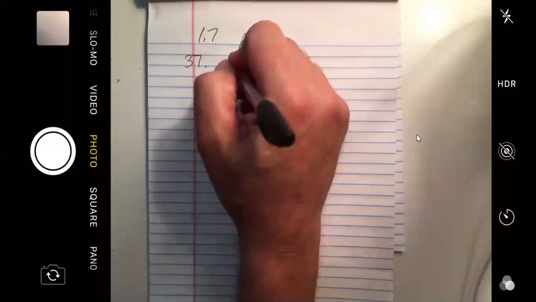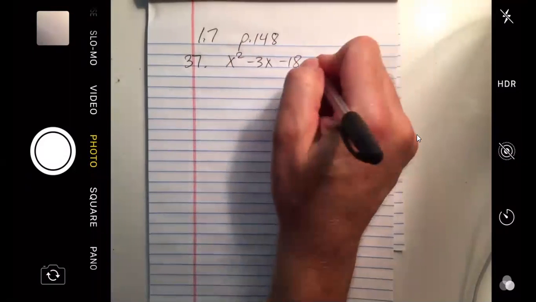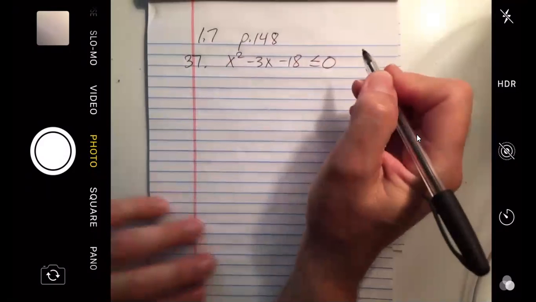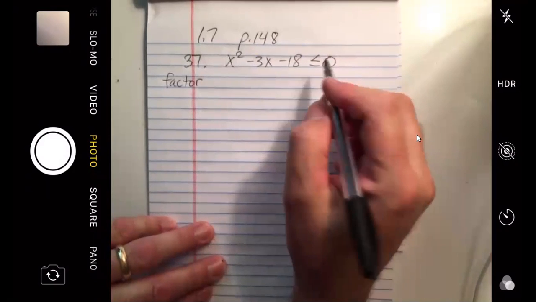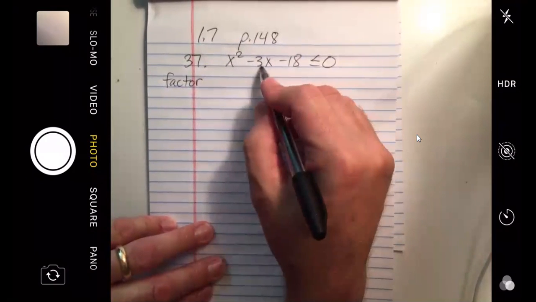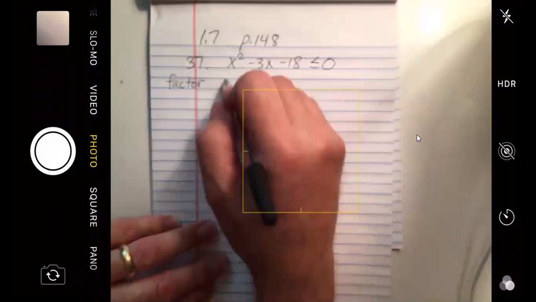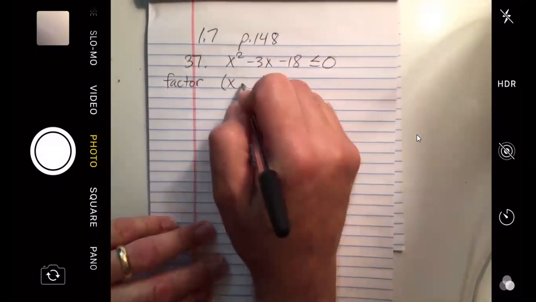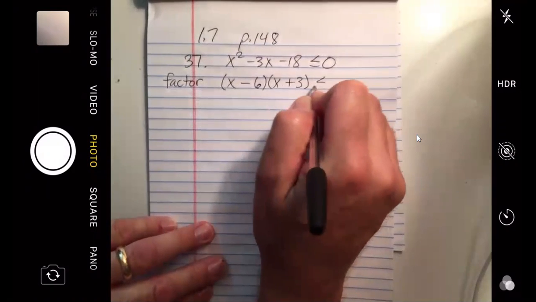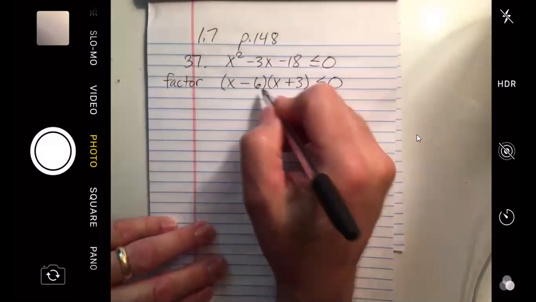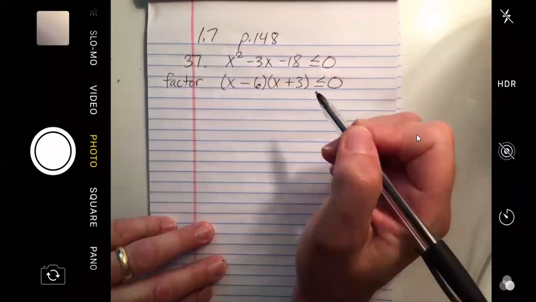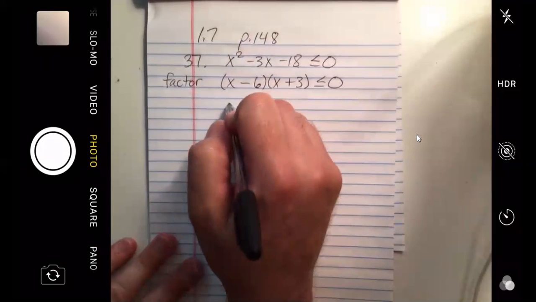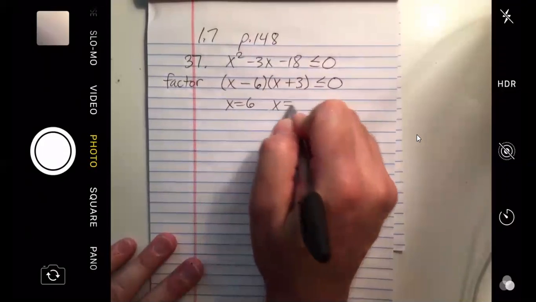X squared minus 18, and it's less than or equal to 0. You want to factor. Two numbers that multiply to negative 18, add to negative 3. So it could be x and x. How about minus 6 and plus 3? Negative 6 add 3, negative 3. Negative 6 times 3, negative 18. X equals 6, therefore, and x equals negative 3.